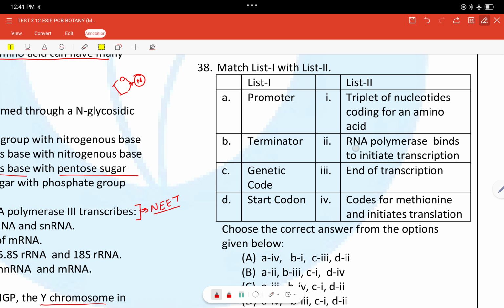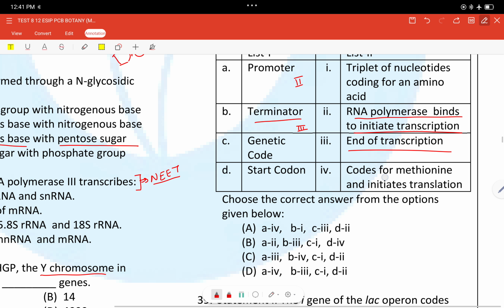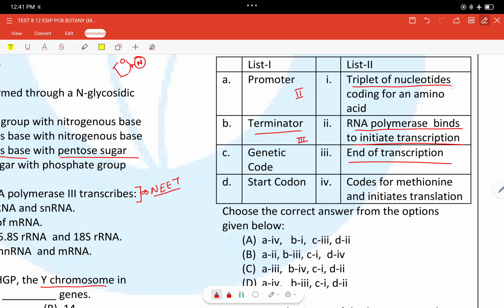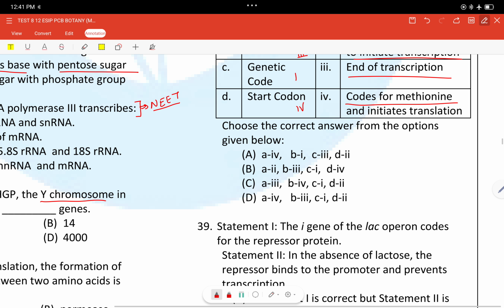Next is promoter terminator. Promoter is where RNA polymerase binds to initiate transcription. It initiates transcription, and terminator is the end of transcription. Terminator represents the end of transcription. Genetic code is a triplet of nucleotides, and the start codon is methionine. So the answer is 2314, B.